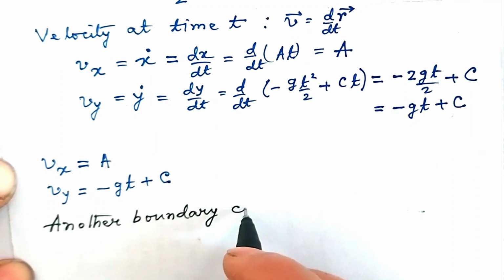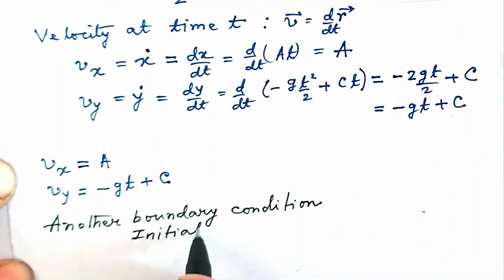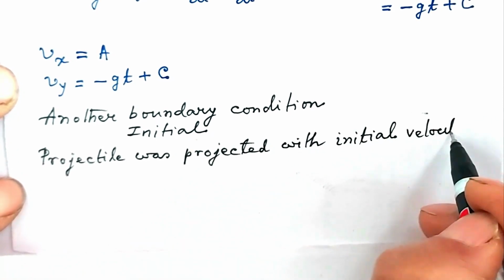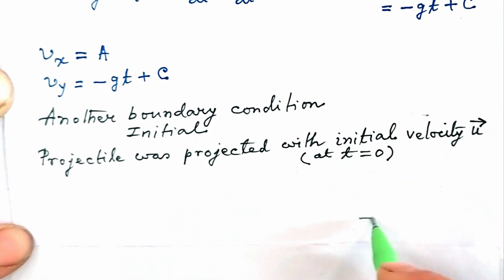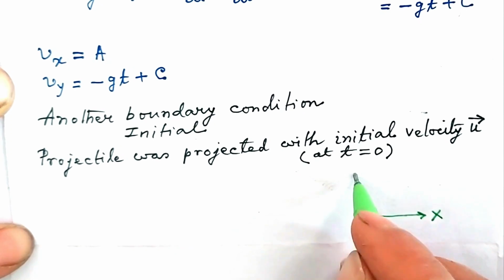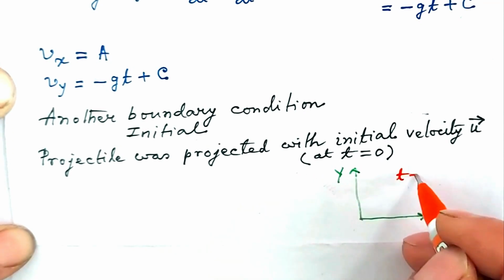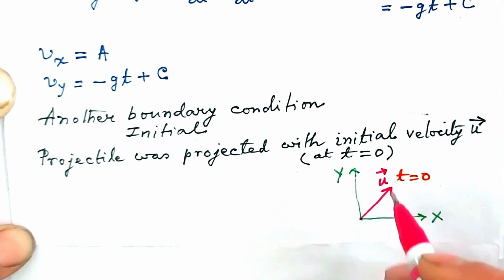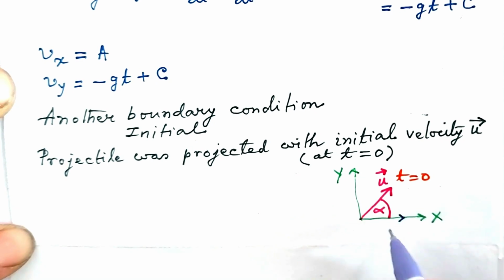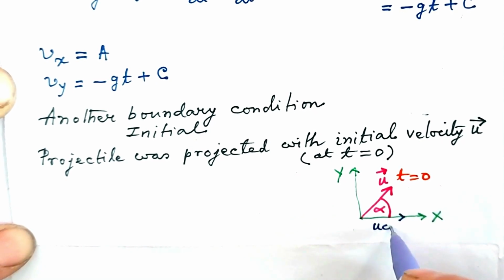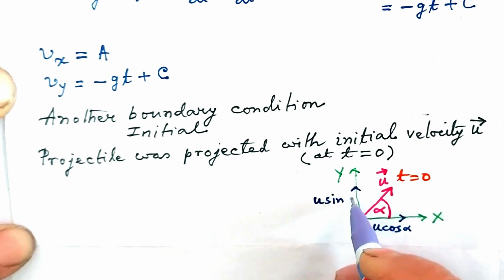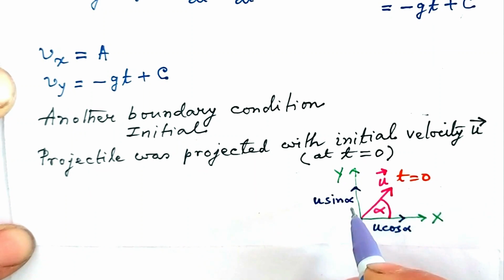Apply another boundary condition, namely the initial condition that the projectile was projected with initial velocity vector u at t equal to 0. This is x-axis and this is y-axis. We show at t equal to 0 the velocity vector u that the projectile was thrown with. This angle is alpha. Along x-axis, the initial velocity vector u has component u cos alpha, and along y-axis the component is u sin alpha, all at t equal to 0.